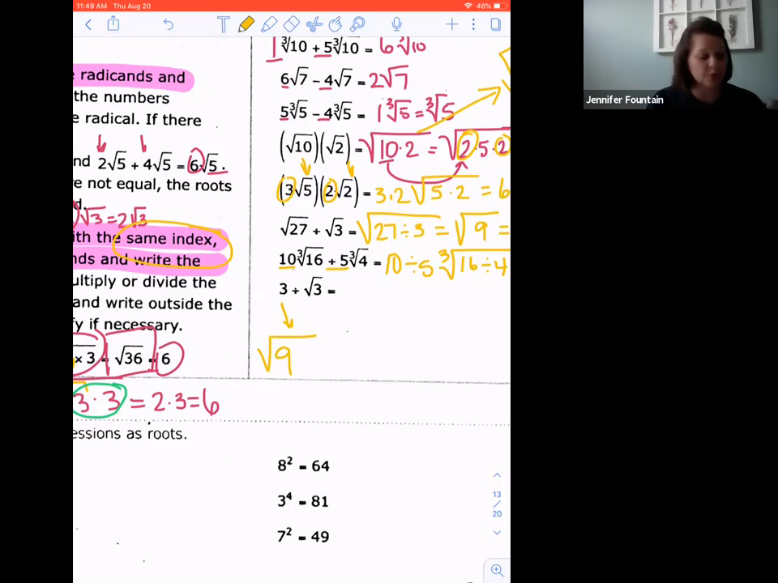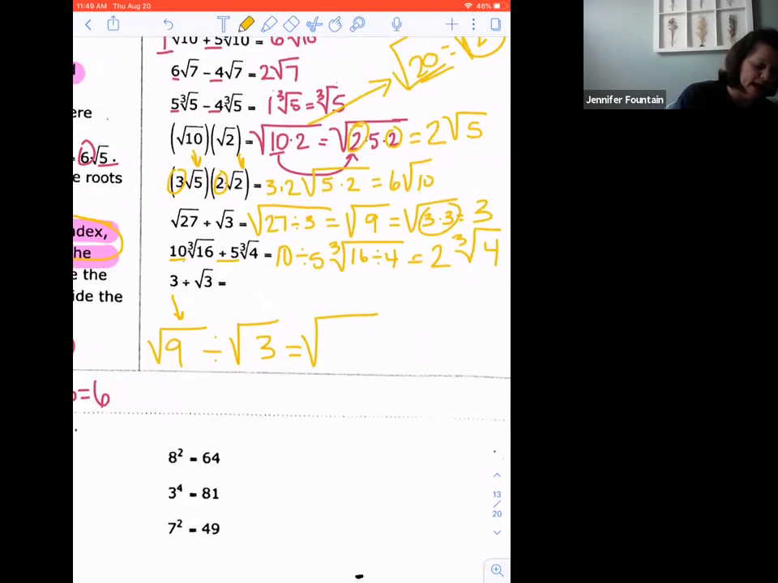So the first thing I had to do was turn that 3 into a radical. The way I did that was I just said 3 times 3 is 9. So 3 is the square root of 9. So now I have the square root of 9 divided by the square root of 3. Under my radical, I have 9 divided by 3, which is going to equal the square root of 3.